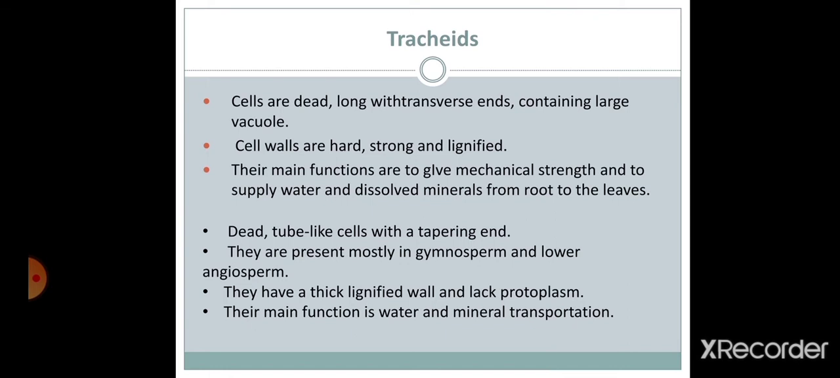The lignified cells of the secondary walls of the tracheids are impermeable to water, hence the water passes through the end walls or pits, or you can call them plates. These pits or plates have only primary walls. They are pit membranes, permeable water conducting tissues. The thick rigid walls of the tracheids also provide mechanical support. So this was about the tracheids.